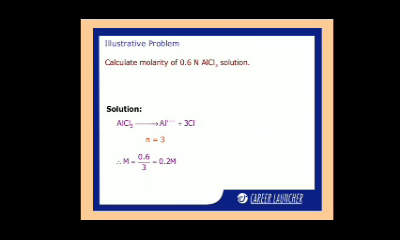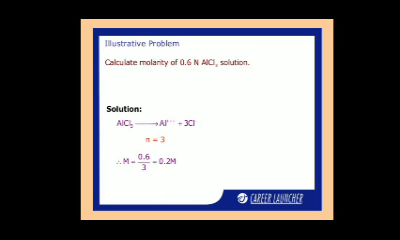Calculate the molarity of 0.6 N aluminum chloride. 0.6 N aluminum trichloride. Solution: aluminum trichloride, Al plus 3 plus 3Cl minus. Then charge on aluminum is 3. Therefore, molarity is equal to normality by charge, 0.6 by 3, that is equal to 0.2 M. Charge on cation 3, normality 0.6 N.